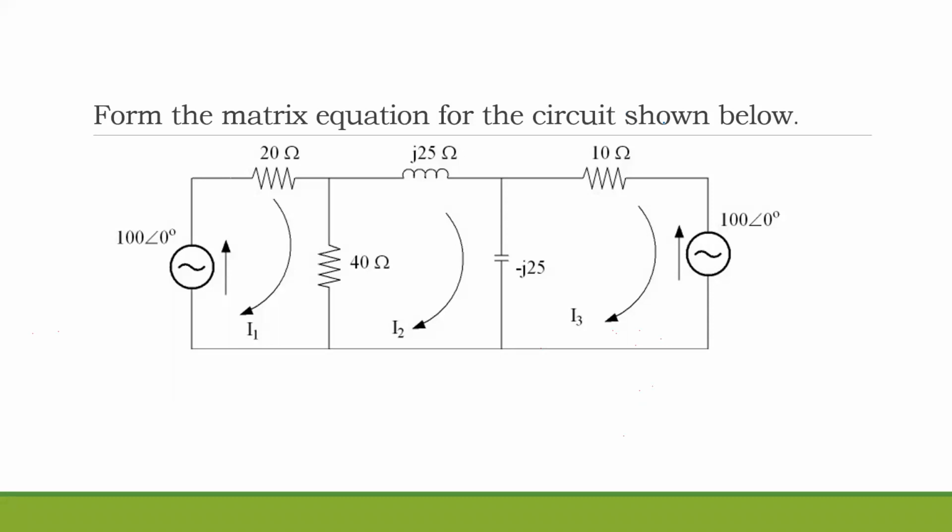All right. Anybody want to volunteer? Yes, sir. Go ahead, Mr. Marsh. All right, sir. So for the first row, I have 60, minus 40, 0, minus 100, angle 0. For the second row, I have minus 40, 40, minus J25, and 0. And for the third row, I have 0, minus J25, 10 minus J25, and minus 100, angle 0.